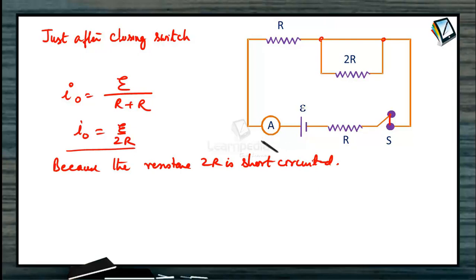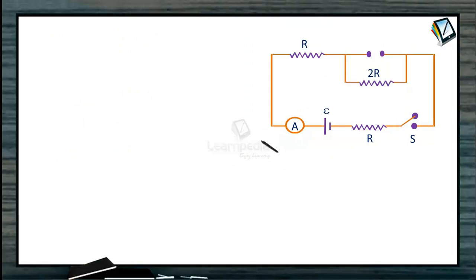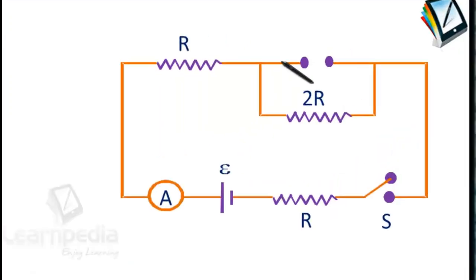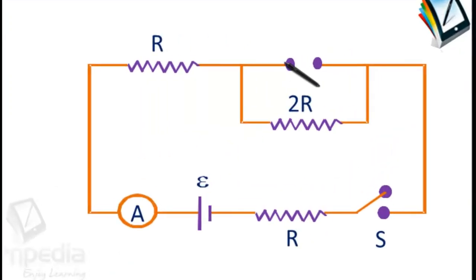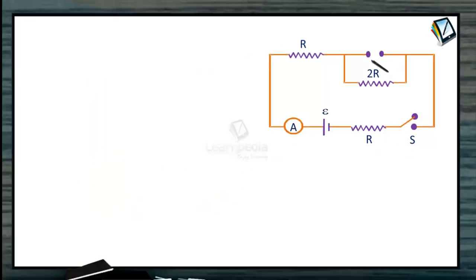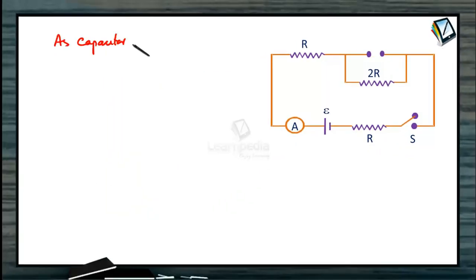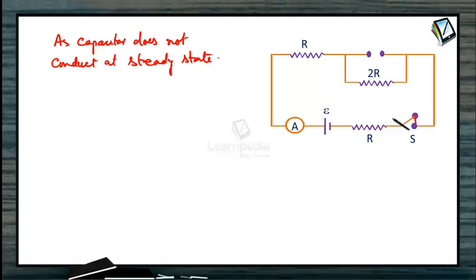Similarly, long time after the switch is closed, how does it look? The capacitor is fully charged, so it doesn't allow any current to pass through it. It's like a broken circuit. The capacitor does not conduct at steady state, so this will be a broken circuit. Because of this, the 2R resistor will now come into the circuit. R, 2R and R will be in series.